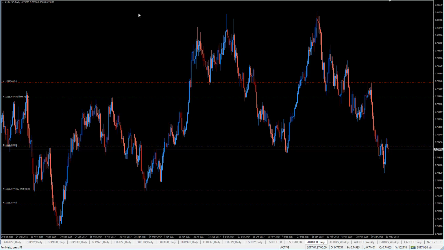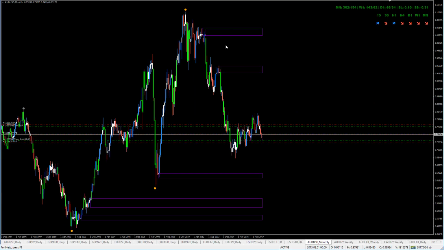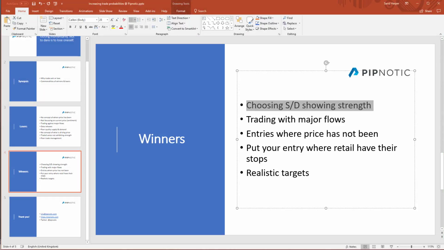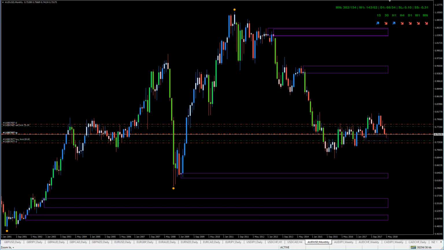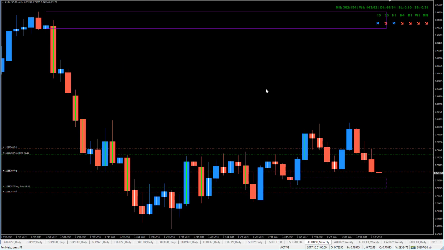So as always, I'm going to start on the higher time frame because we want to trade with the major flows. What does that mean? Well, that means that we want to focus on the major supply and demand in order to assess if price is going to be moving higher or lower. In order to do that, we have to look here. If we look at this, let's zoom in nice and close.